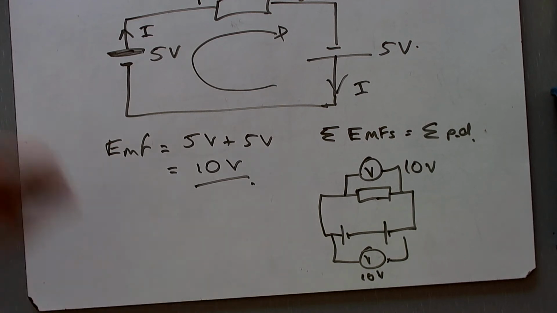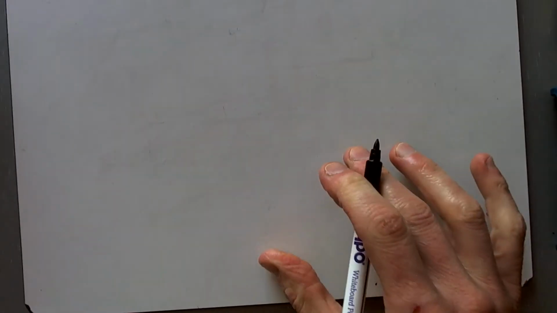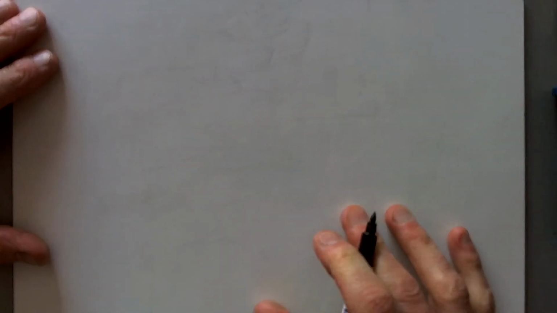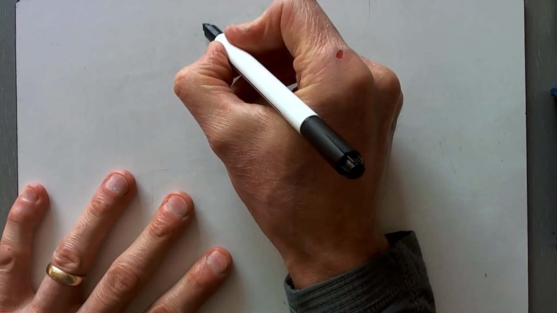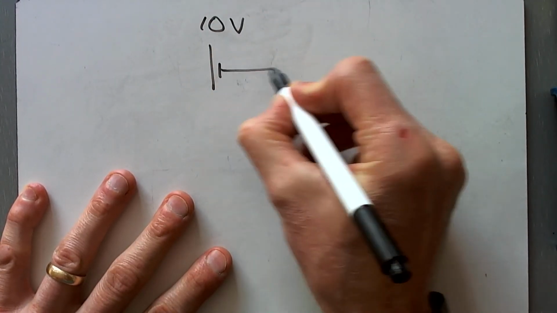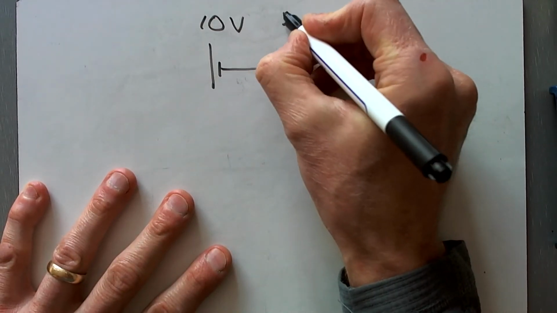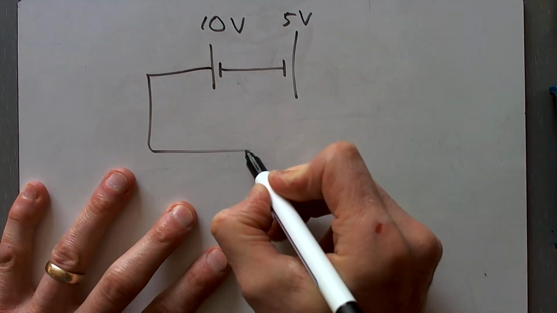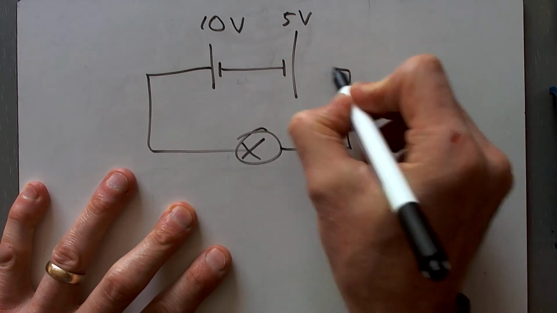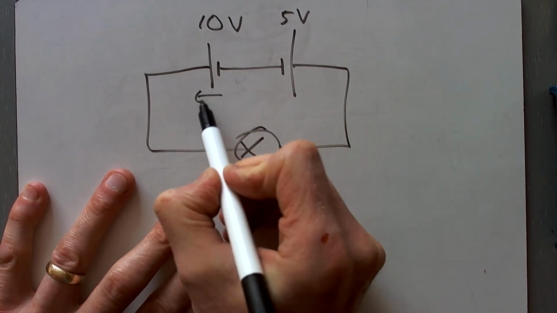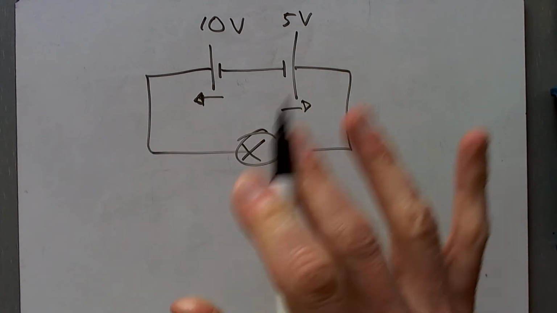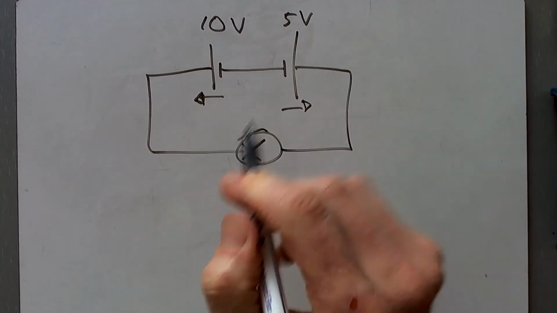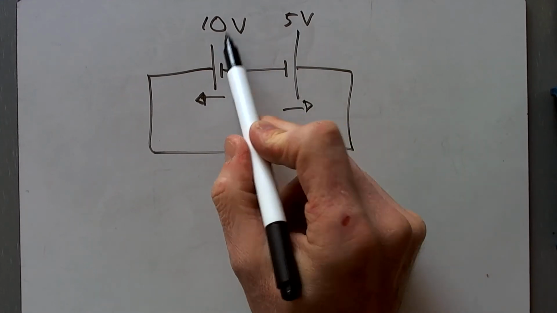All right, let's have a look at another one. So that's all great if the batteries are in the same direction. What happens if they're not? Let's have a look at it simply. If we had, I don't know, a 10 volt battery that way, and then we also have a 5 volt battery that way, and again we'll just have a bulb in this case. Well, this thing is trying to push electrons this way. This thing is trying to push electrons, well, conventional current, shall we say, that way. But this is 5 volts and this is 10 volts.